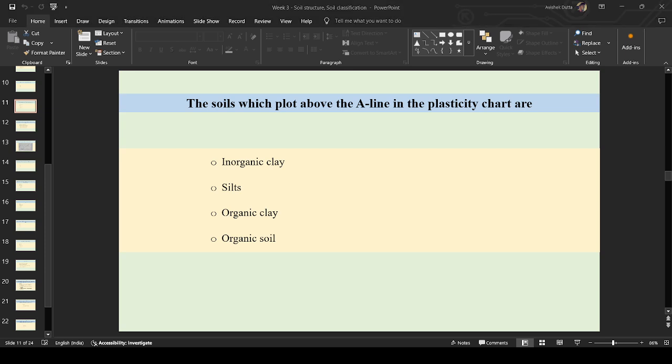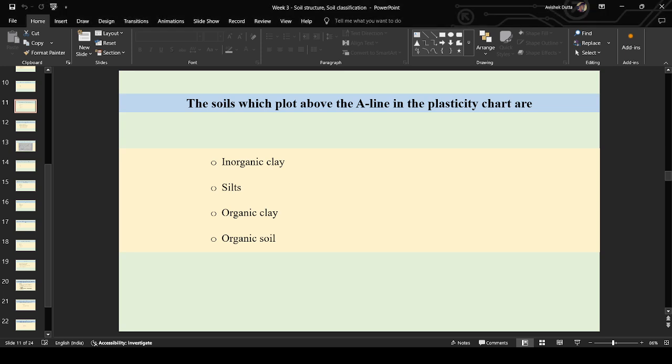The soils which plot above the A line in the plasticity chart are. Your options are inorganic clay, silts, organic clay, or organic soil.